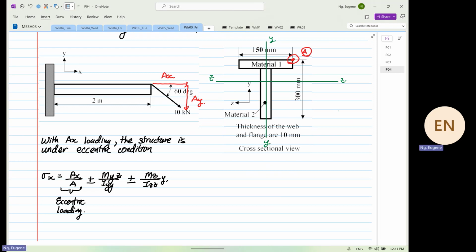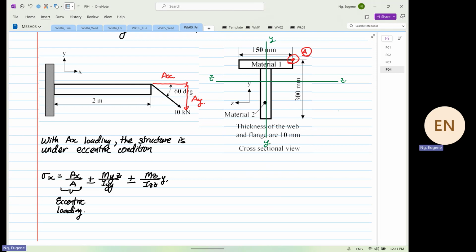Means it's under what? Eccentric loading. Are we clear? Some students ask me, how do you know what loading condition it is? Okay, for now, we know we have what? Eccentric loading because of our what? Axial load, which is the Px.